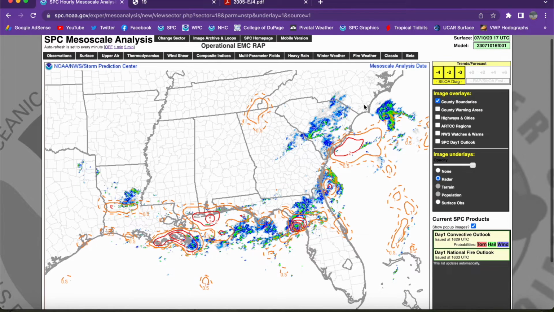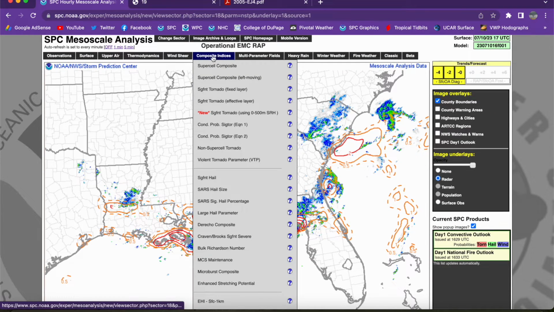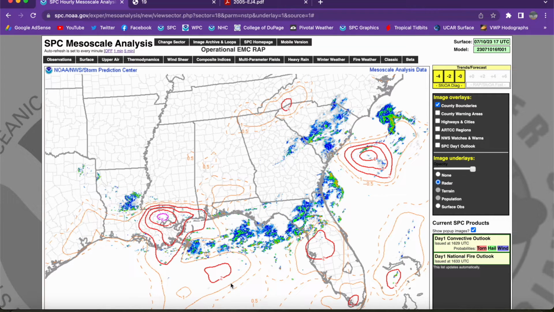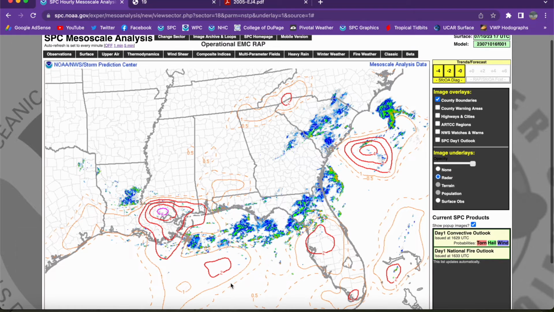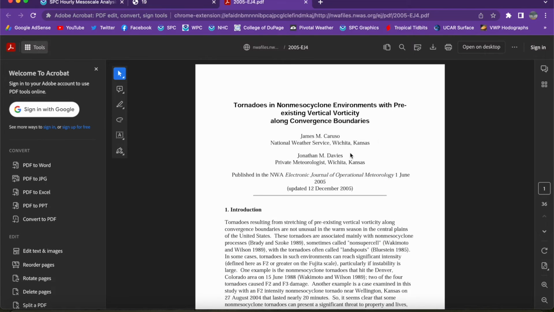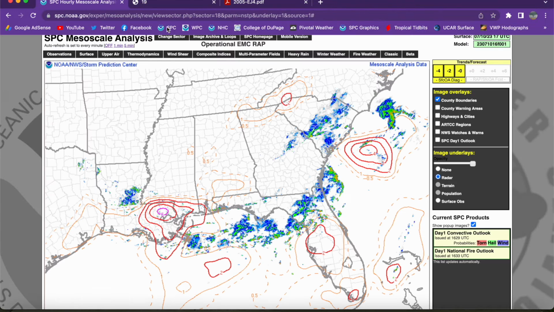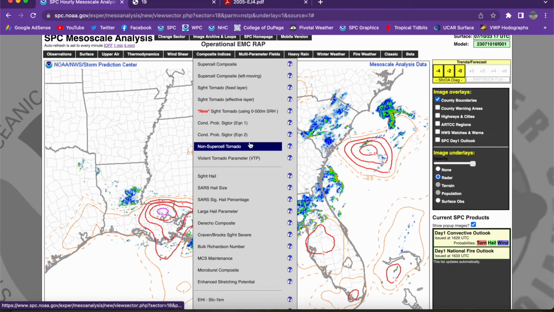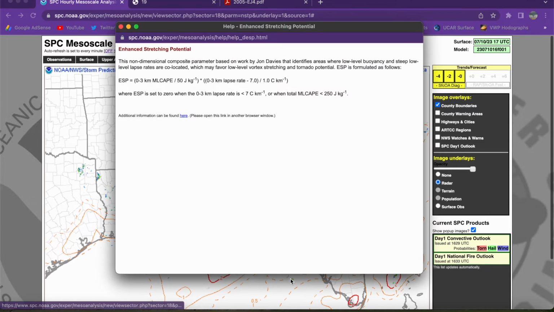There's also another parameter that we can take a look at. If you go back to the Composite Indices tab and go all the way down to enhanced stretching potential. This takes into account those variables that really modulate the stretching of that vorticity at the surface into the vertical. So this was developed by Caruso and Davies, 2005. And this parameter basically just takes into account 2 of the main variables that modulate that stretching potential.